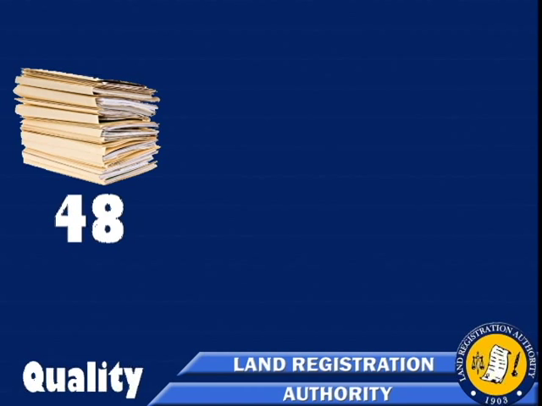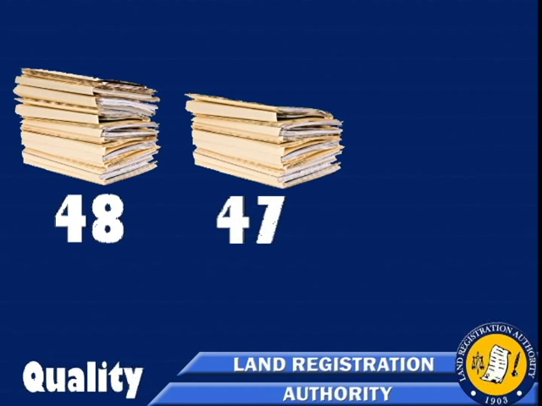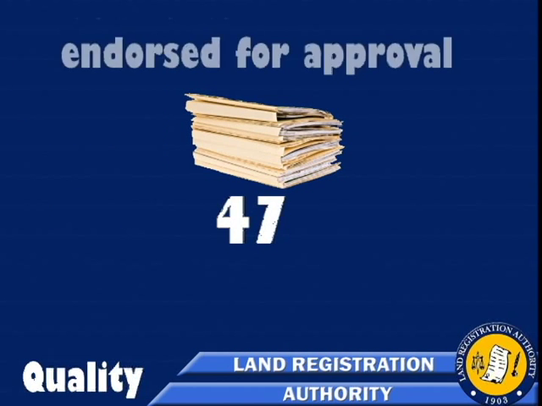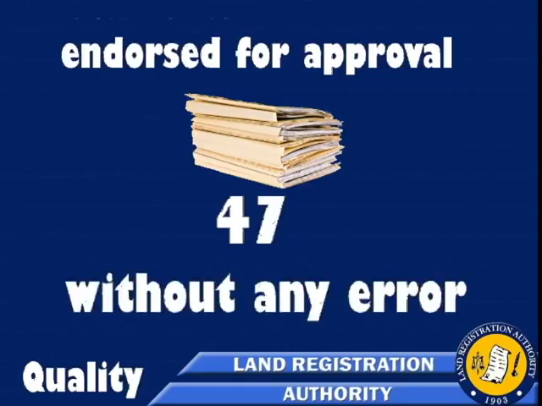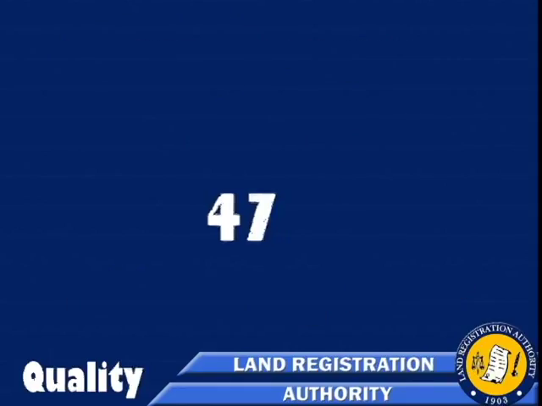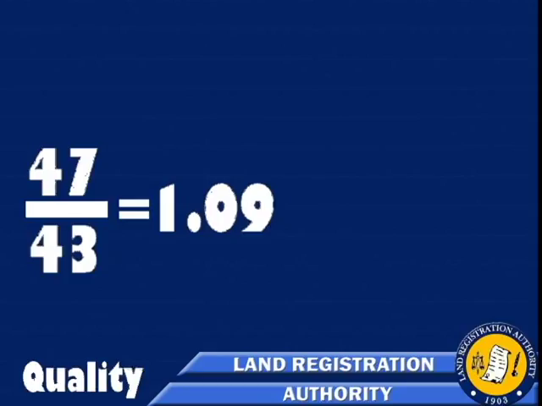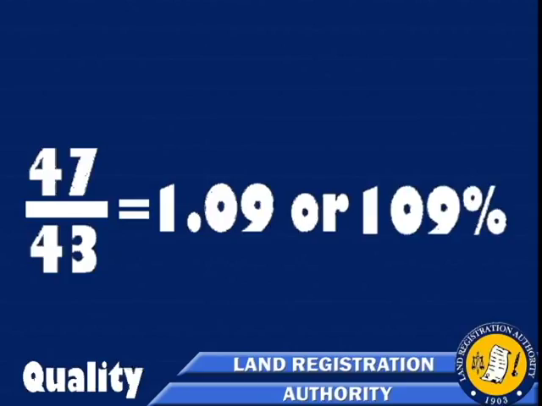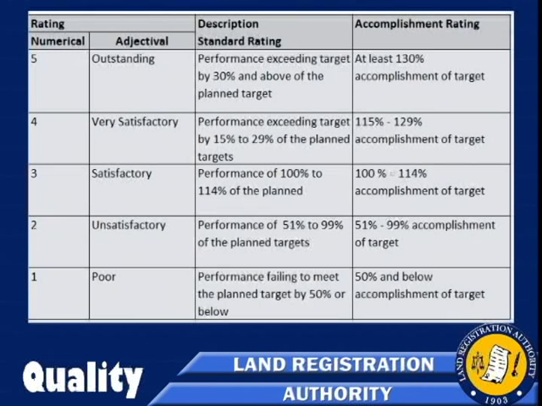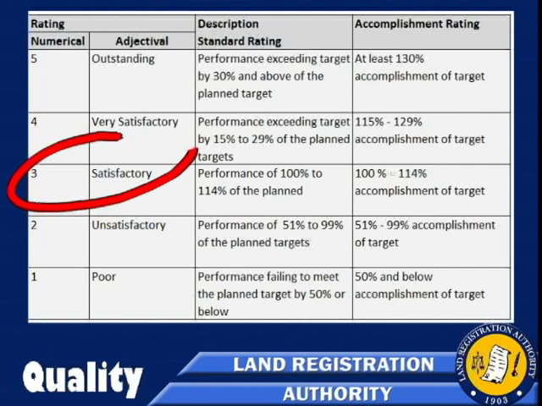Out of the 48, 47 documents have actually been endorsed for approval without any error. Therefore, 47 divided by 43 is equal to 1.09 or 109%. Referring back to the rating scale table, the numerical rating is 3 and the adjectival is satisfactory.